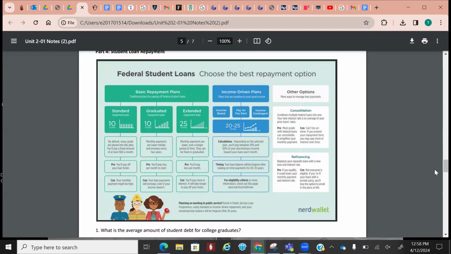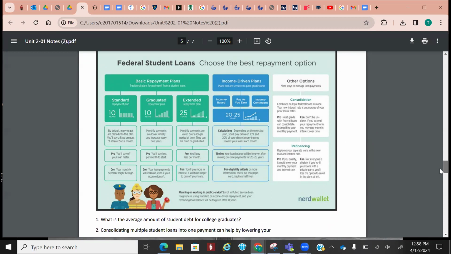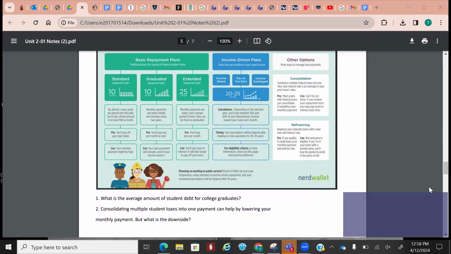All right, federal student loans. This is what the majority of people do. Yes, you can take out loans. Yes, it sucks if you have to repay everything.